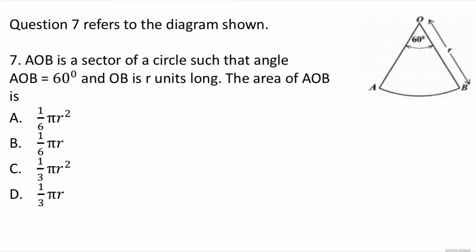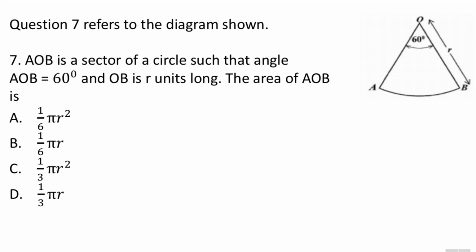So AOB is a sector of a circle such that angle AOB is equal to 60 degrees and OB is r units long. The area of AOB is, again, it's a sector, guys, which therefore means a sector is really a fraction of a circle. So our knowledge of area of circle will definitely help us to recall the formula.